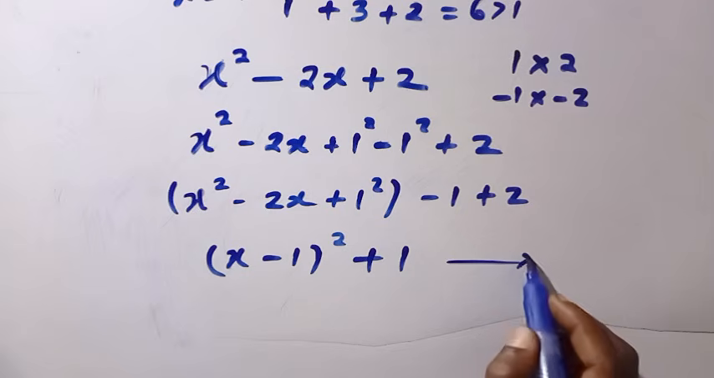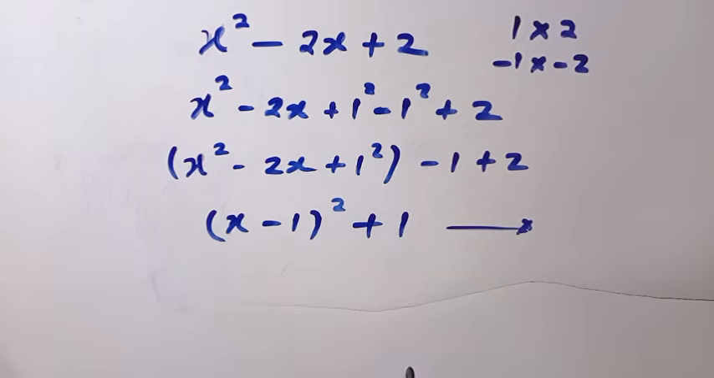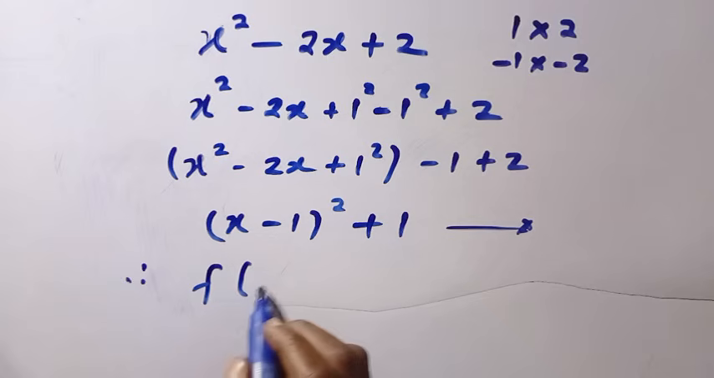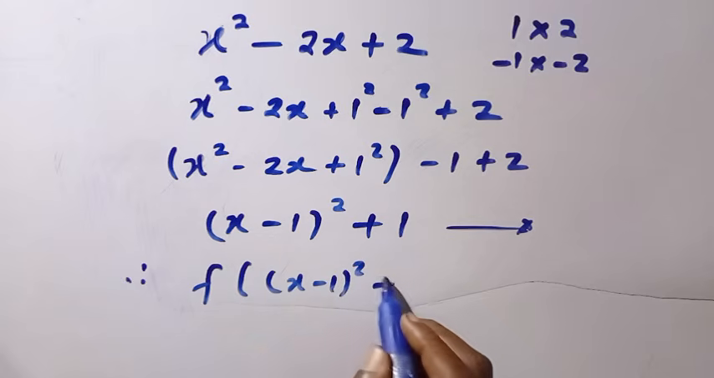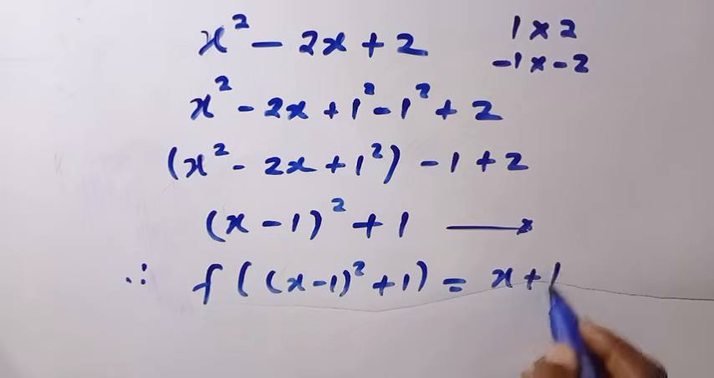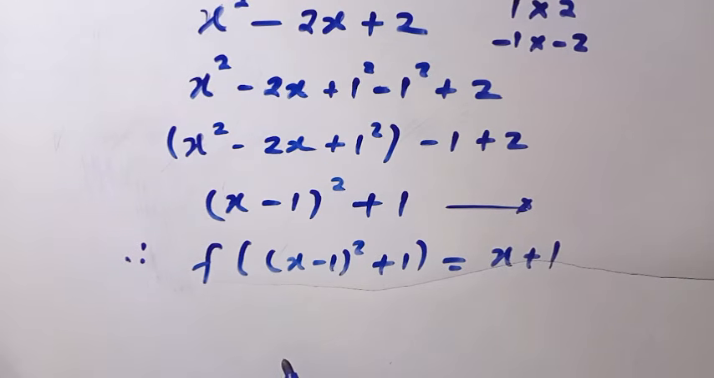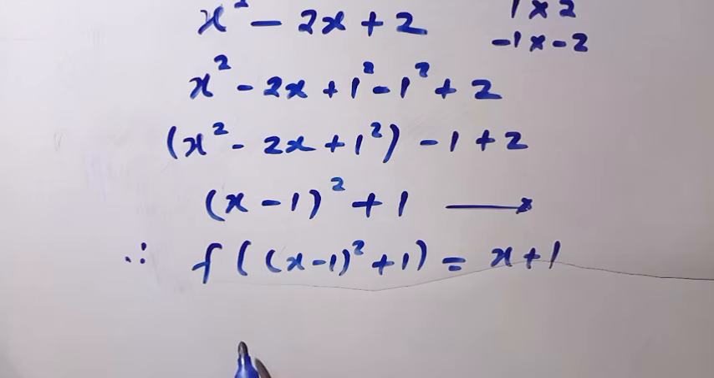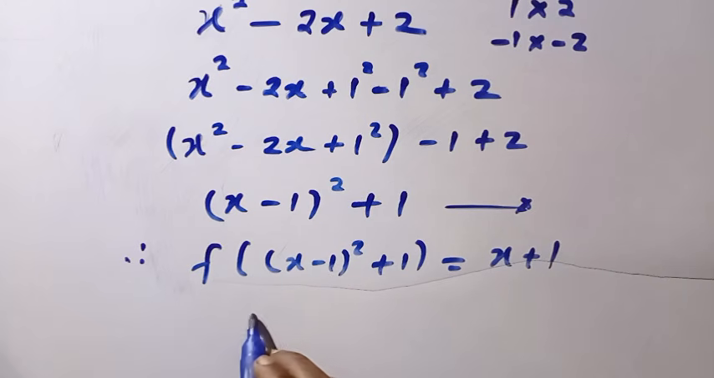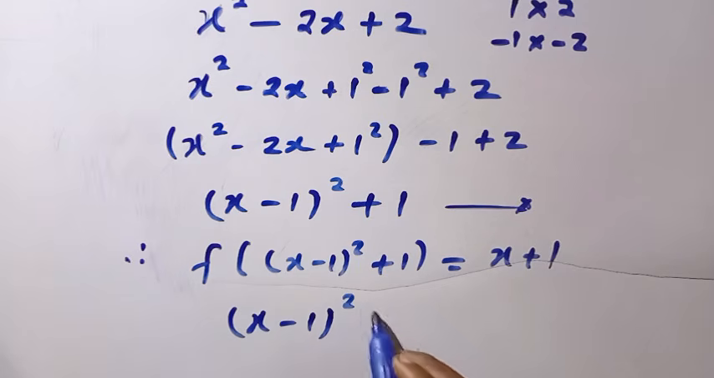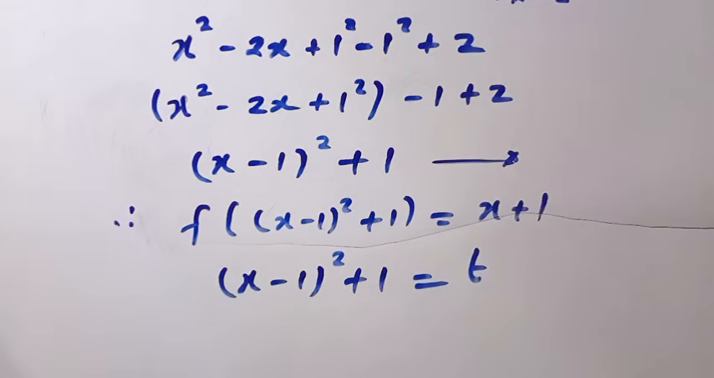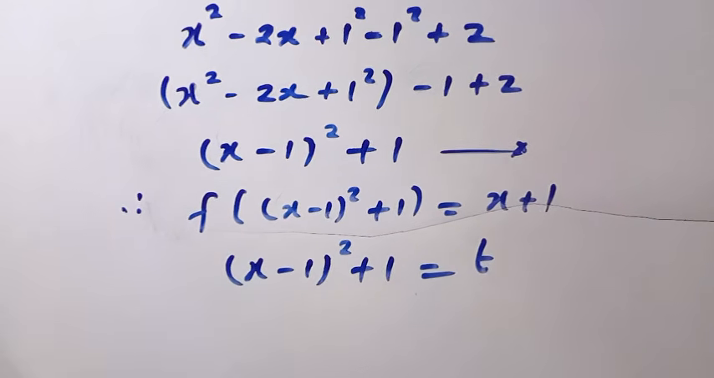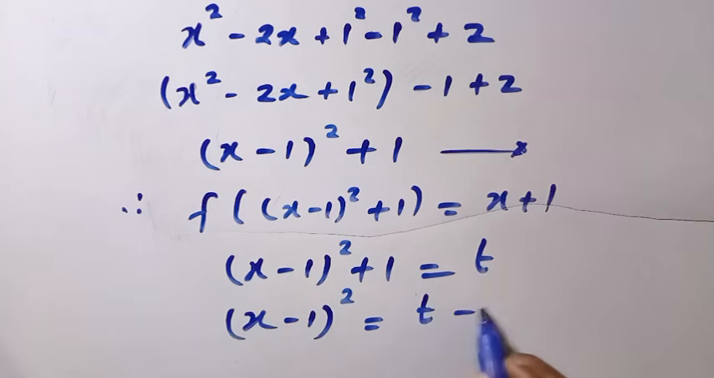So now that we have this, let's replace it in the function, as we have f of (x minus 1 squared plus 1) equals x plus 1. So we can now apply the substitution method. What to do is replace x minus 1 squared plus 1 with t. Letting this be t, we have x minus 1 squared plus 1 equals t. I want to make x the subject of the formula from here. Then we transfer 1 to the other side. We have x minus 1 squared equals t minus 1.